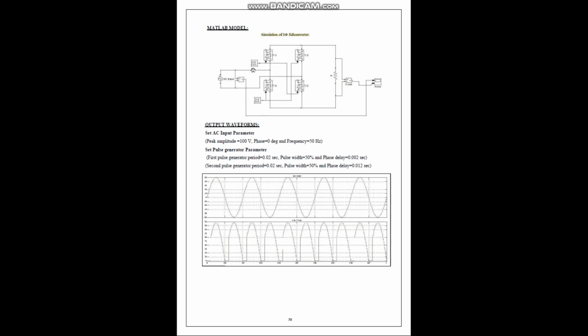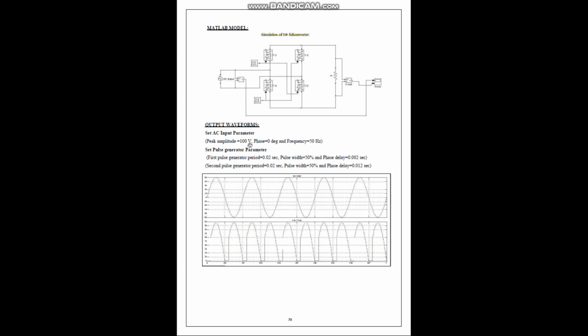During the conduction in the positive cycle, two thyristors will conduct at the same time. So for two thyristors we are giving the same pulse, and for the other two thyristors we are giving the same pulse. So for one combination of two thyristors we are giving one pulse generator, and for the other combination of two thyristors another pulse generator. For the AC input, a peak amplitude of 100 volts, phase of 0 degrees and frequency of 50 Hz is set in your AC input voltage.